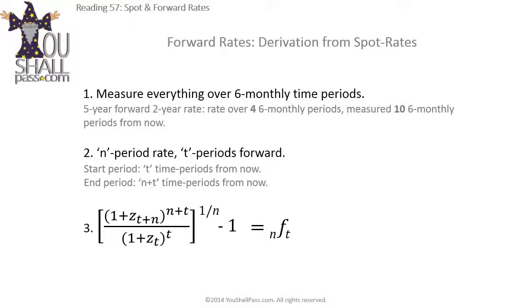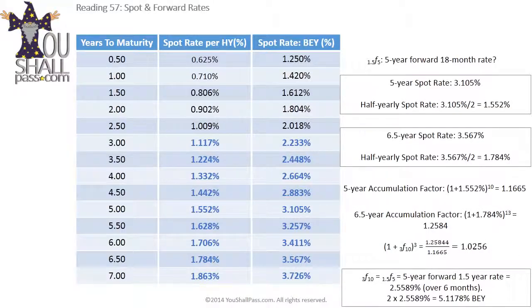Yep. Up next, we put some numbers on those words. We'll work through an example. We'll work out the 1.5 year rate 5 years forward from the spot rates we earlier worked out. Remember, this is the actual US Treasuries yield curve from early 2003.